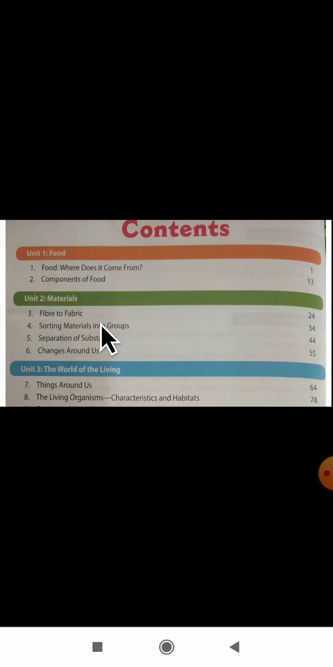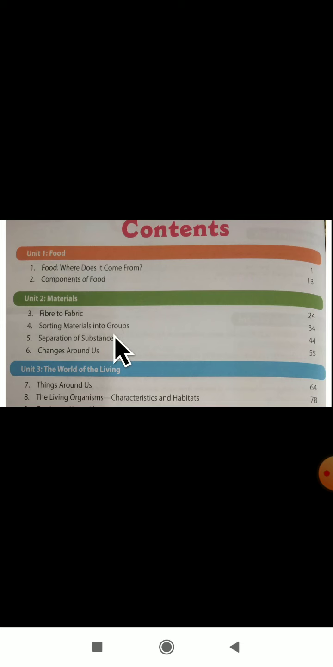Next, in the fourth lesson we will study about sorting materials into groups. In this lesson we will study the classification of materials on the basis of some properties, and the states of matter. There are 3 states of matter, as you all studied in your lower classes: solid, liquid and gaseous. These 3 states of matter and the properties of matter we are also going to study in the fourth lesson, that is sorting materials into groups.